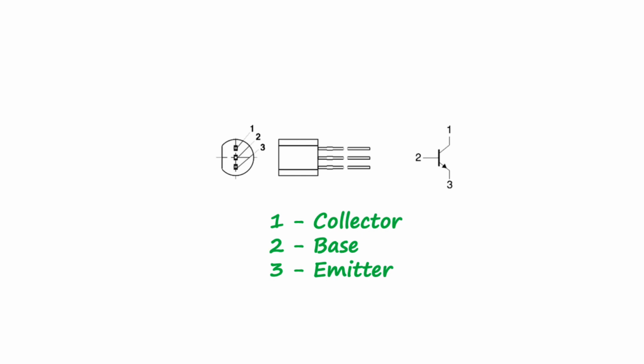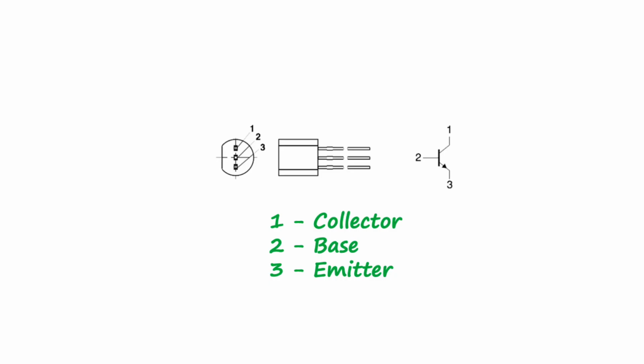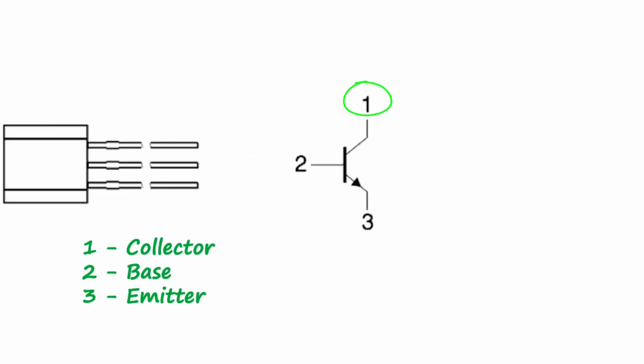The side view isn't very helpful, but indicates how the leads look from the side. The schematic symbol has the leads labeled to indicate how the leads in the schematic map to the leads on the physical device. Oh, I get it. The way the device works is that lead 1, the collector, acts like the positive side of the switch. Lead 3, the emitter, acts like the negative side of the switch.